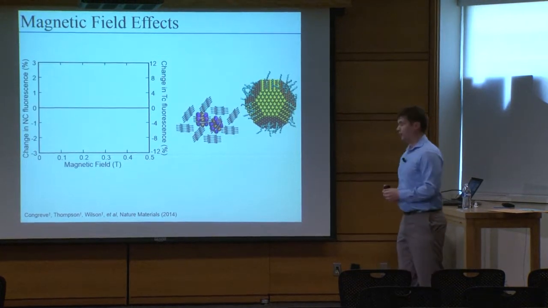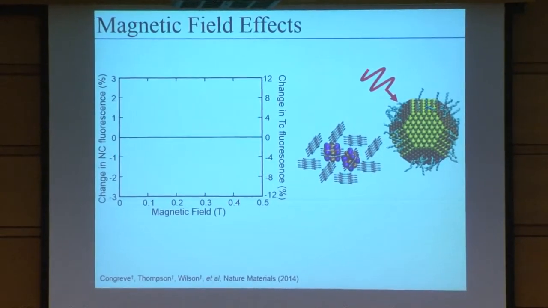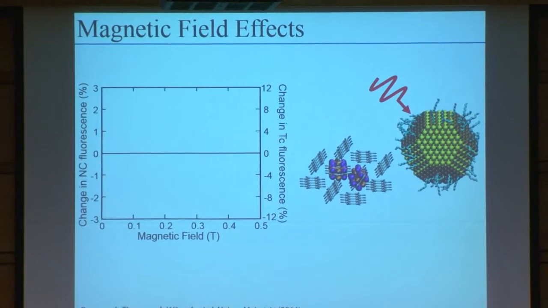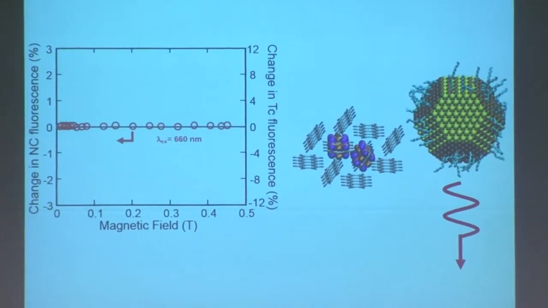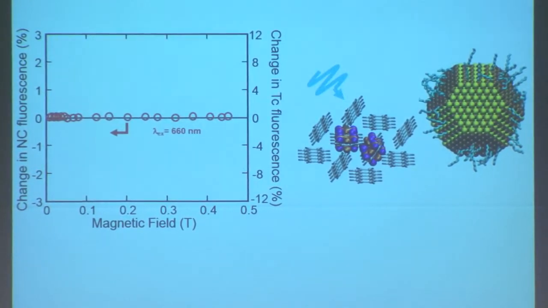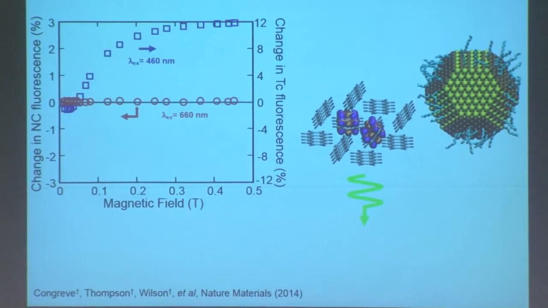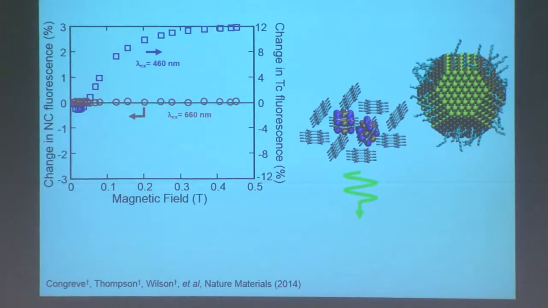And finally, just like before, we're going to stick this in a magnetic field and see what happens. So the first thing we can do is, as a check, we can use a low energy photon to excite the dot and monitor its emission. And we see no magnetic field change, just like you would expect. There's nothing really going on there. And we can excite the tetracene with a high energy photon and monitor its emission. And we see, again, this positive magnetic field effect that we talked about before, because we're monitoring the singlet states in fluorescence.